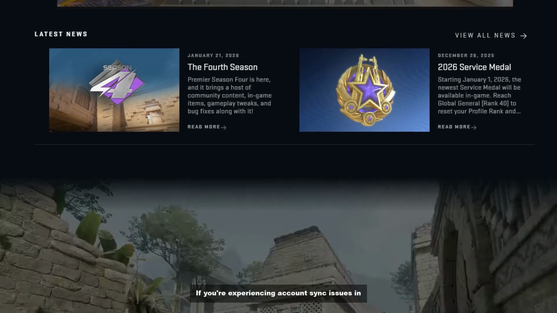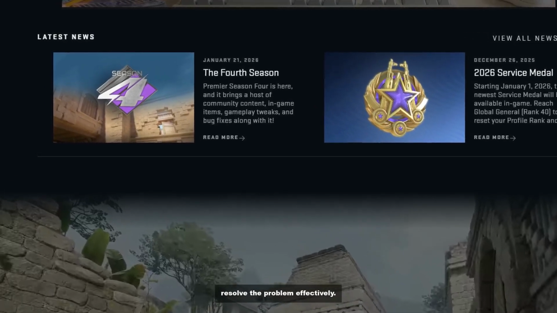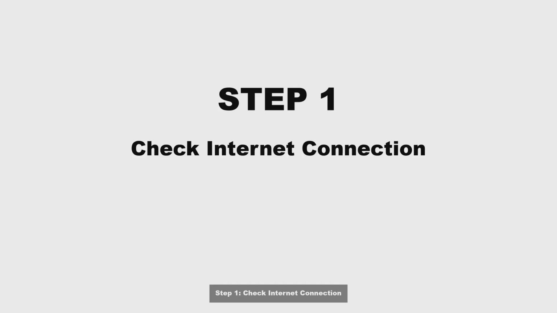If you're experiencing account sync issues in CS2, follow these steps to troubleshoot and resolve the problem effectively. Step 1. Check internet connection. Ensure that your internet connection is stable and functioning properly. A weak or intermittent connection can cause sync issues. Try resetting your router or switching to a wired connection if possible.